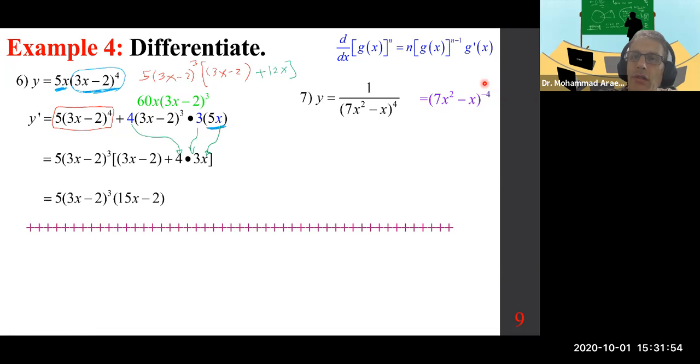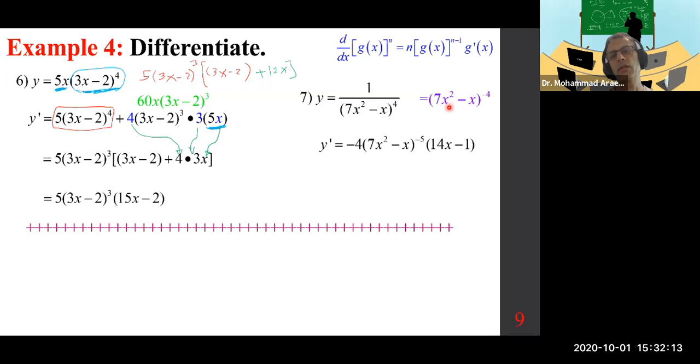-4 sits in front. Then you subtract 1 from -4, which becomes -5. So the same parentheses to the power of -5. Finally, the derivative of the parentheses, g prime of x, is 14x minus 1. You're practically done. The only change you have to make is to take this -5 down and make it a positive exponent. Take it down and make this -5 positive 5. That is your algebraic step to finish the job.